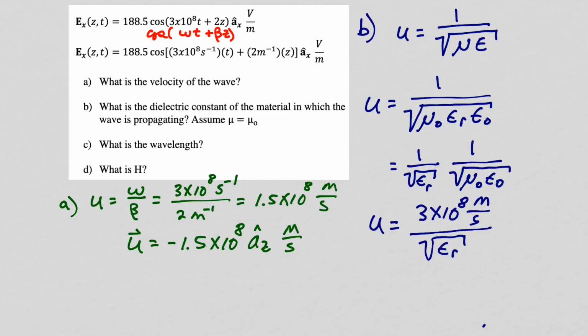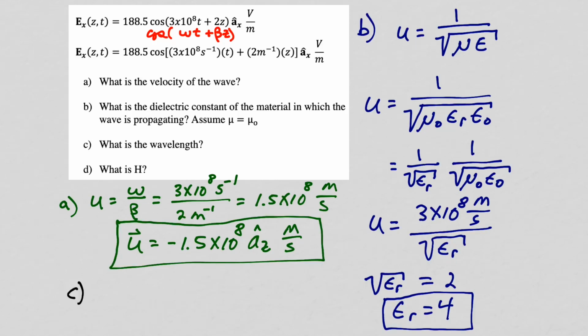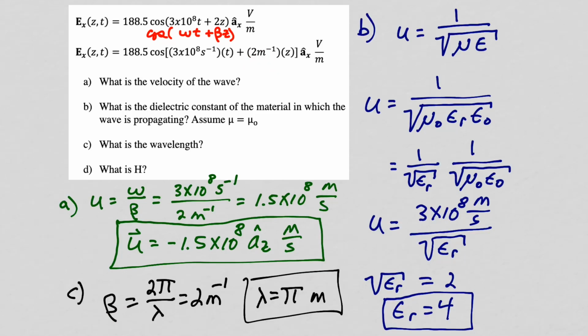For this term to be our velocity of 1.5 times 10 to the 8th, the square root of epsilon sub r must equal 2. So our dielectric constant is 4. So part C is asking us for the wavelength. Well, we know the wave number is equal to 2 pi over the wavelength. And our beta is 2 inverse meters. So the wavelength of this wave is pi meters.